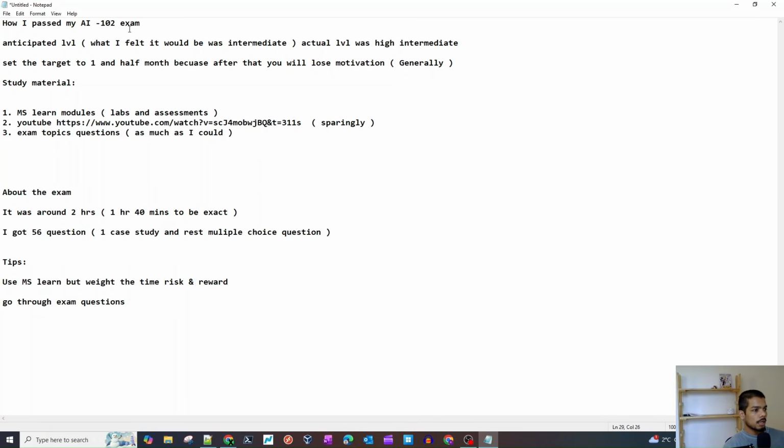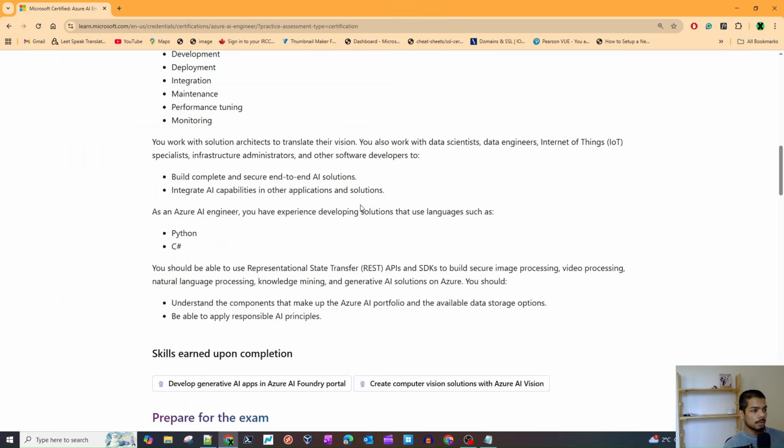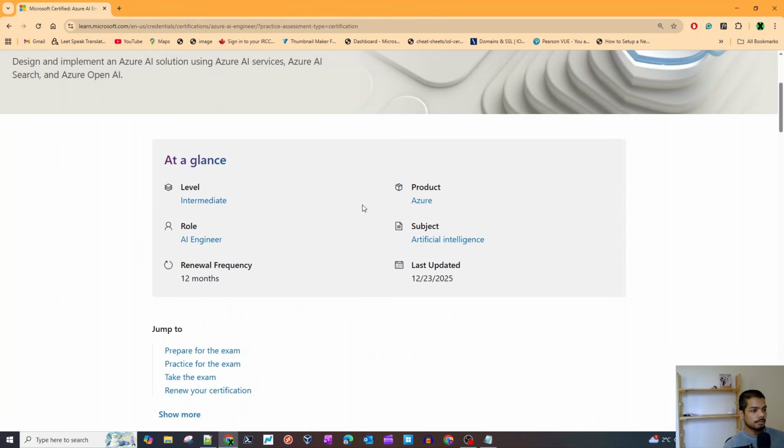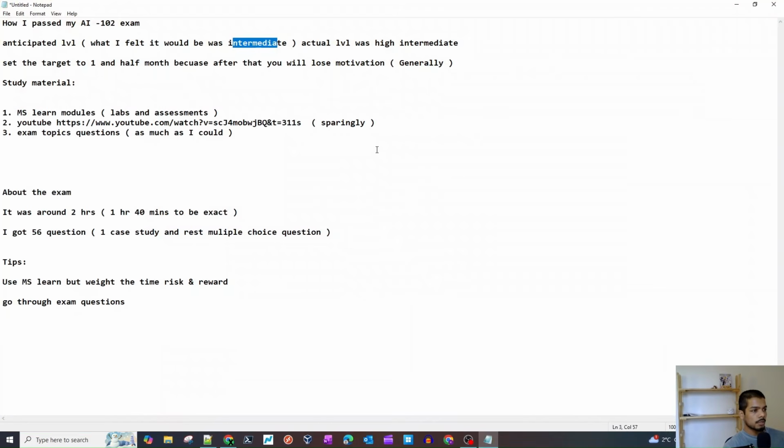So how I passed my AI 102 exam, anticipation level. What I anticipated, the difficulty of the exam, was intermediate, because that's what the website also mentions, and I have more reasons for it. I'll explain that later. But the actual level was high intermediate. It could be because of my lack of exam topic questions that I went through. But yeah, I experienced it as high intermediate.